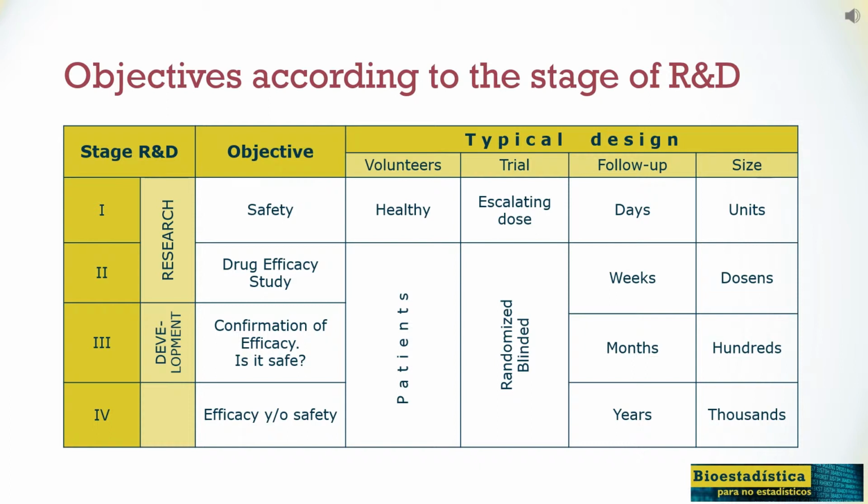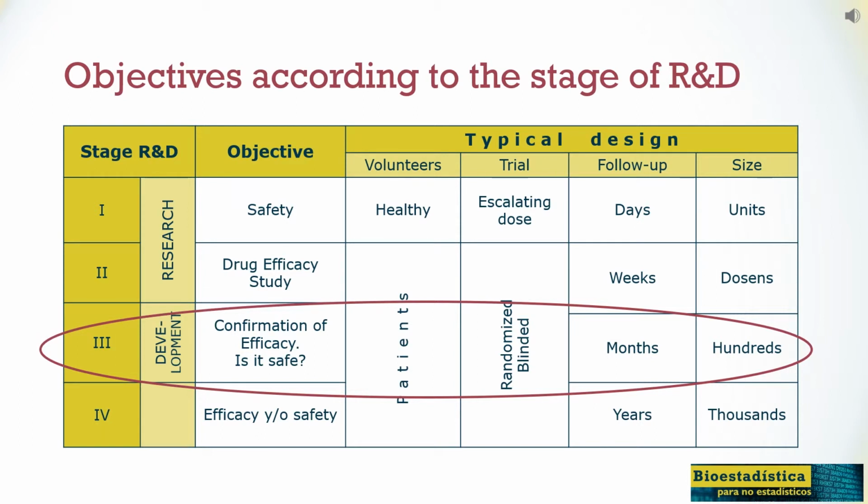Phase 2 explores, for example, what the dose should be. Phase 3 confirms both effects. And Phase 4 complements the information once the product is on the market. In this continuum from research to development, the Phase 3 clinical trial stands out. This is the phase which the decision to authorize the commercial sale pivots on.